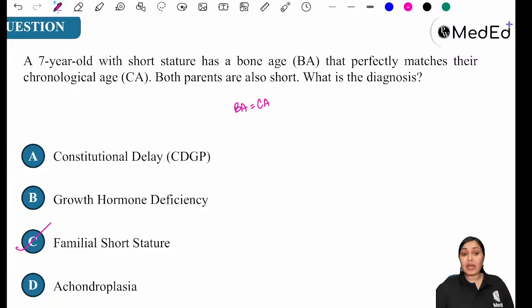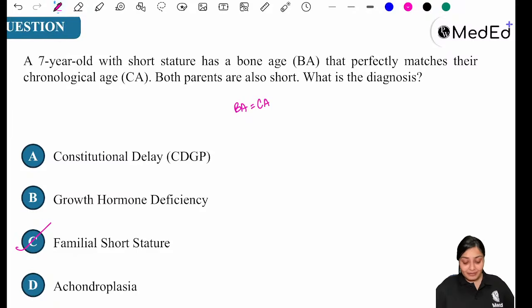Familial short stature. What happens in familial short stature? I am short because my parents are short, because my genetic potential is such. So in that case, if you look at the bone age of this child, that is going to match the chronological age, right? But all of these, bone age, chronological age, will definitely be less than the height age of this child. So this is nothing but familial short stature.